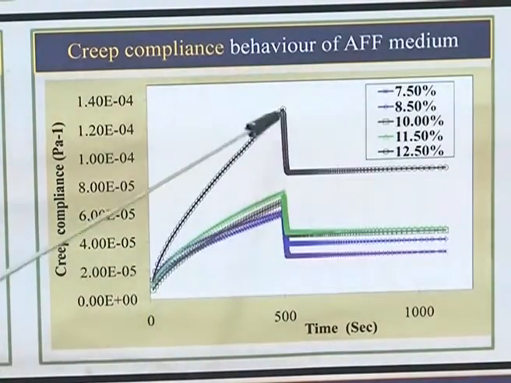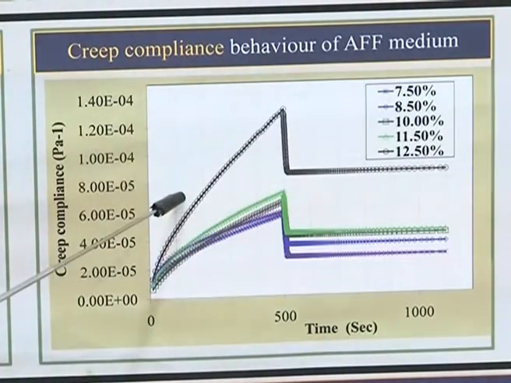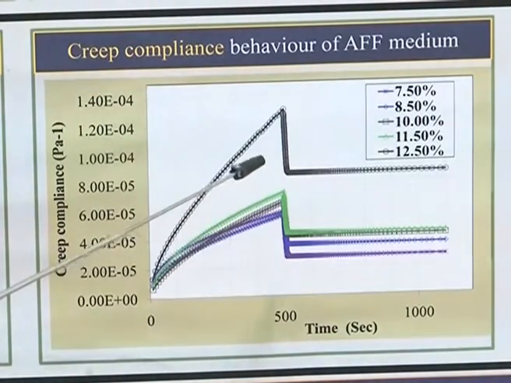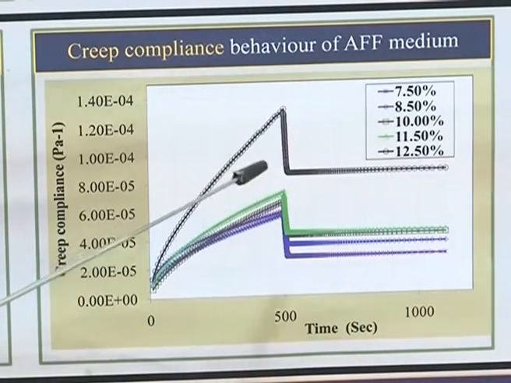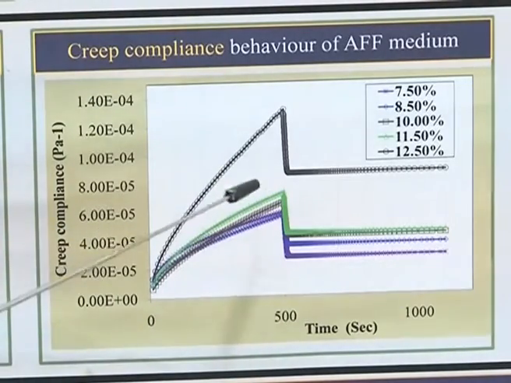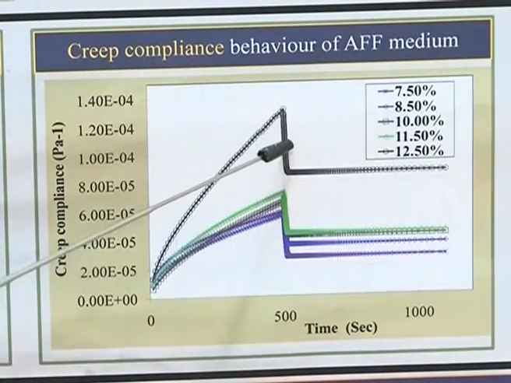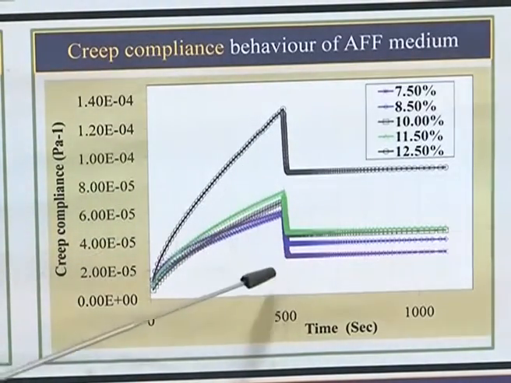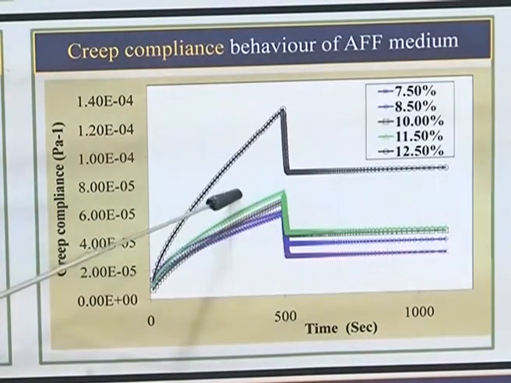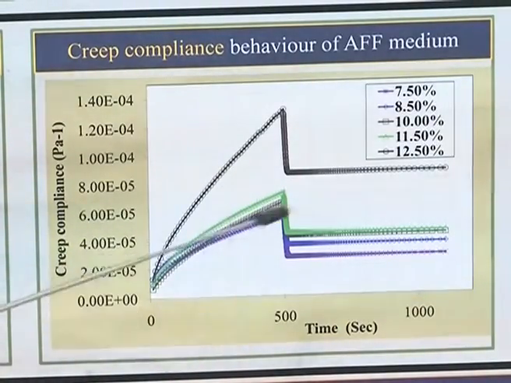From this creep compliance curve, we can understand how much viscous component and how much elastic component is there in the medium, because the viscous component tells you the flowability and the elastic component tells you the radial force component. From this curve, the elastic component tells you the radial force and the viscous component tells you the axial force. Both forces are required in the viscoelastic medium in order to remove material at the nanoscale.